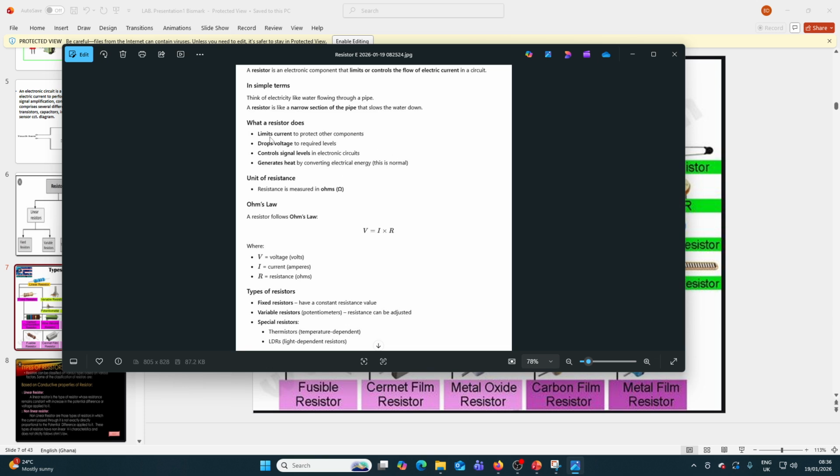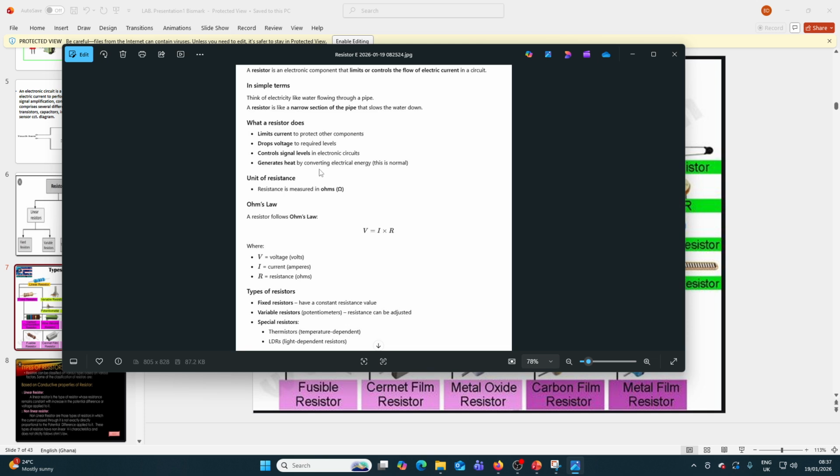So if you look here, we have: limit current to protect other components. It also drops voltage to required levels, controls signal levels in electronic circuits. It also generates heat by converting electrical energy.